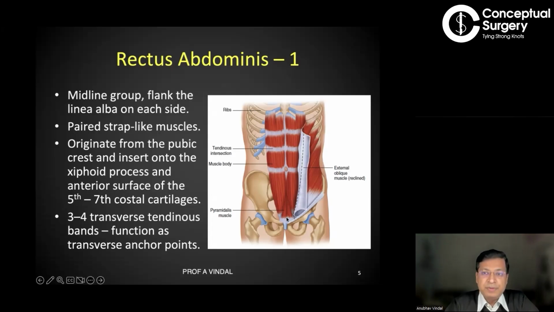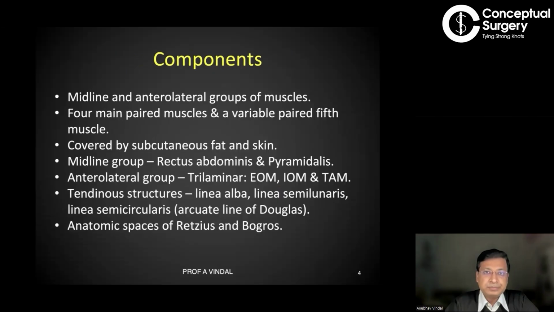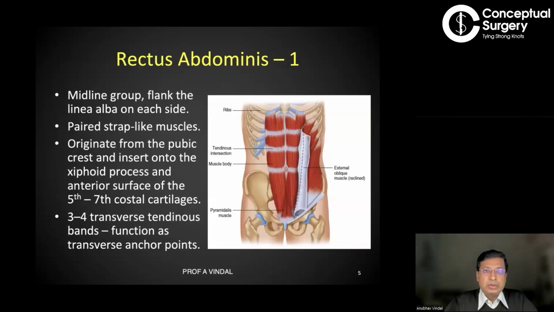The lateral group of muscles is formed by the three paired muscles on either side. From the most superficial to the most deep, these are the external oblique muscle, the internal oblique muscle, and the transversus abdominis muscle. Now, all these muscles, the pair of midline muscles and the three pairs of lateral muscles, are then covered by the subcutaneous fat and the skin. So we'll quickly talk about each of these muscles.